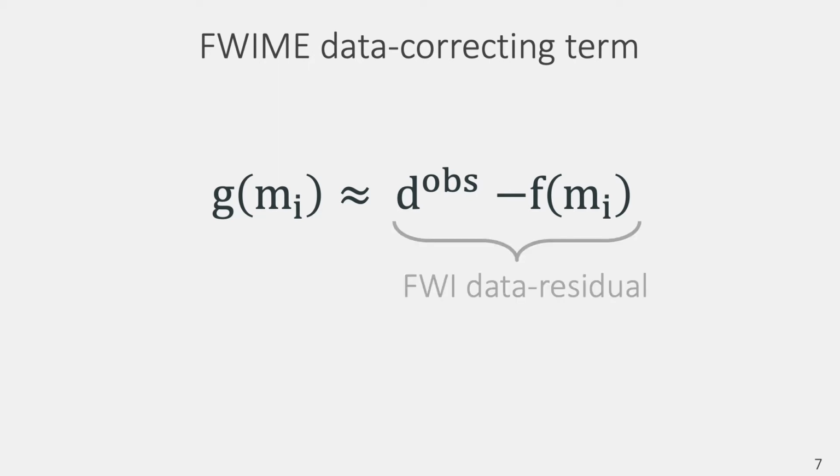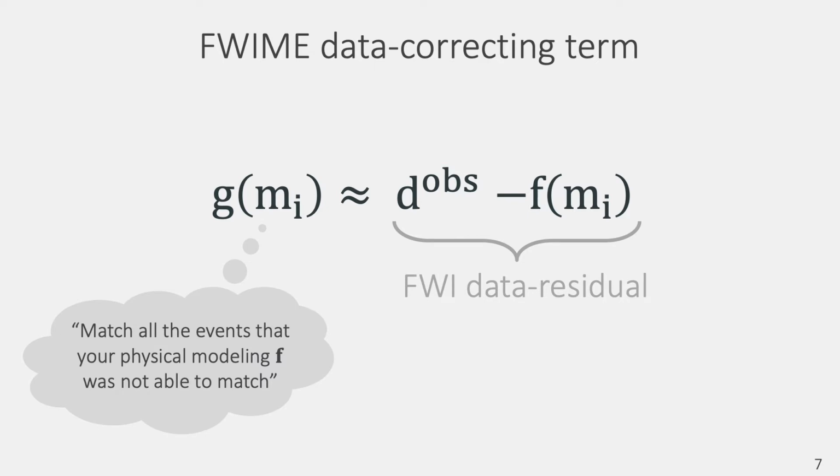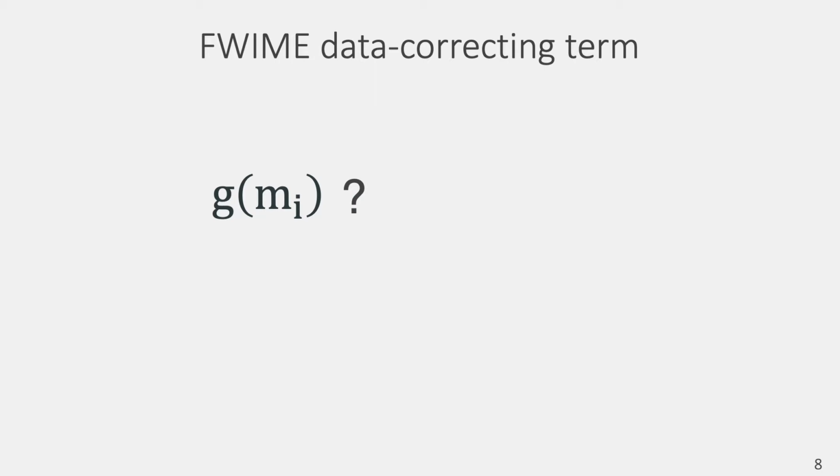The right side of this equation corresponds to the conventional FWI data residual. They include all the events in the observed data that our prediction f of mi was not able to match because of the inaccuracy of our velocity model mi. And this is exactly what we want our data correcting term to capture. So the question now is, can we compute such a g, and does it even exist?